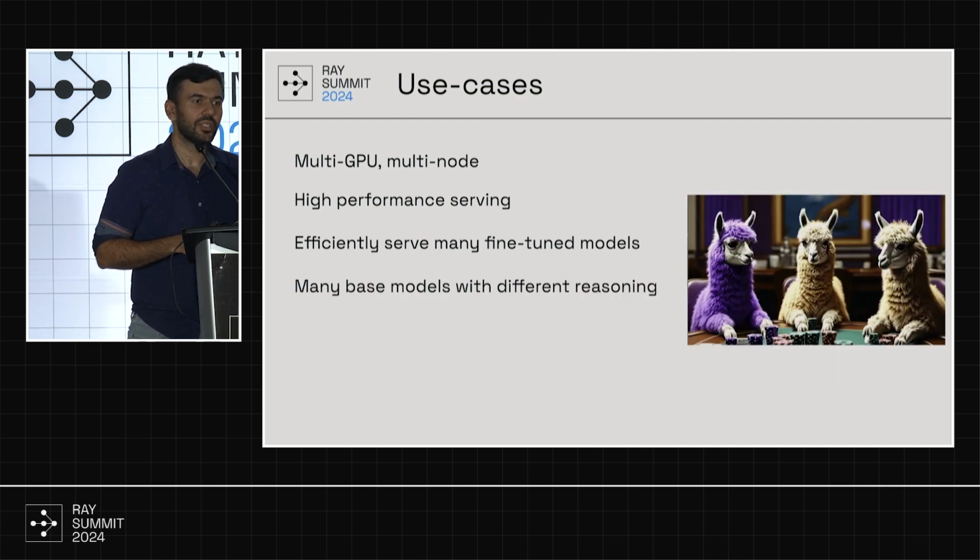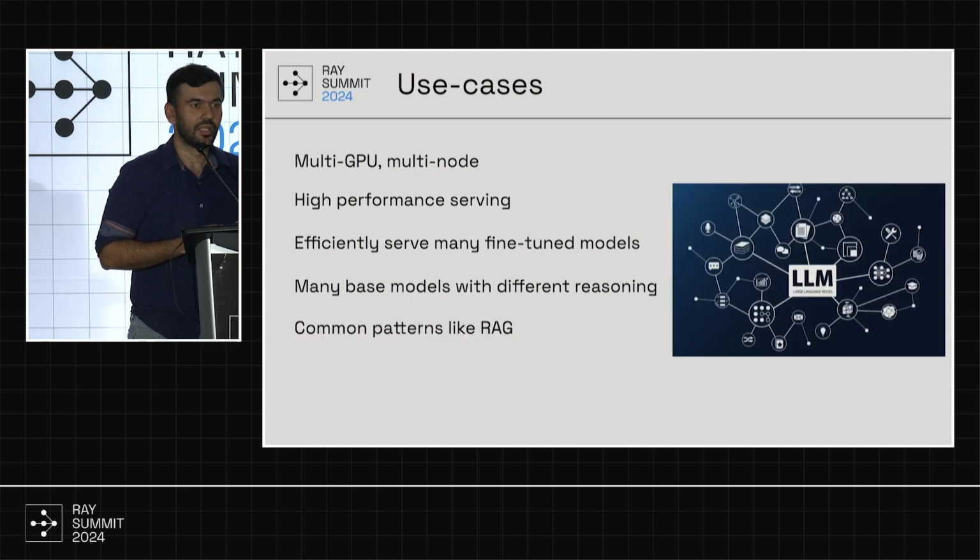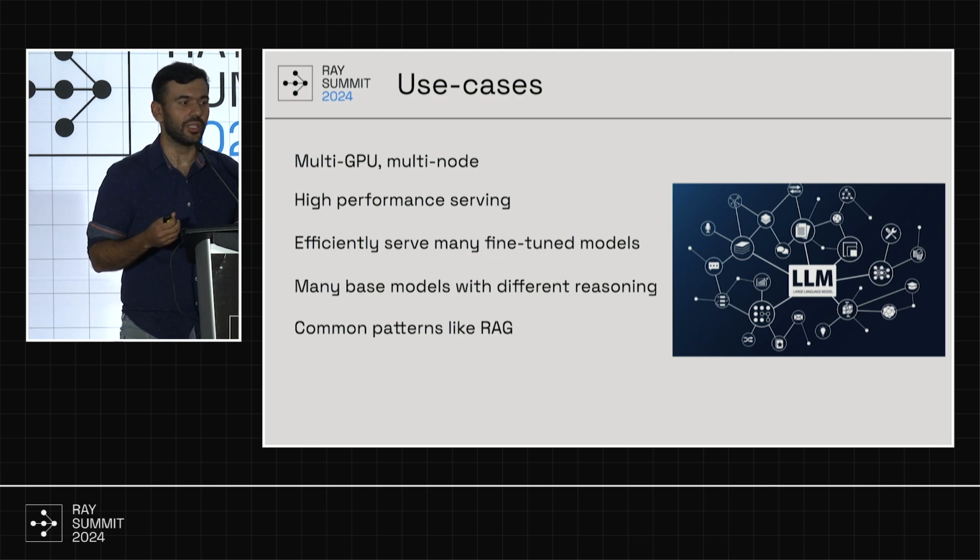And then a common pattern is also serving many different base models. Imagine you're building a chatbot where some queries could be handled with a 7B model, but some need more advanced reasoning, where you need to route that query to a 70B model. And then, of course, LLMs are like any other model in that you can't just take a model behind an endpoint and call it an application. You need to build more components around it.